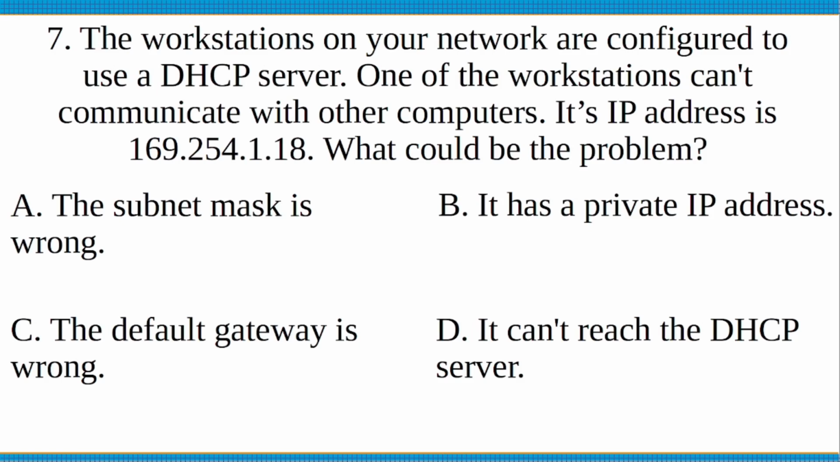Number 7. The workstations on your network are configured to use a DHCP server. One of the workstations can't communicate with other computers. Its IP address is 169.254.1.18. What could be the problem? A. The subnet mask is wrong. B. It has a private IP address. C. The default gateway is wrong. D. It can't reach the DHCP server.